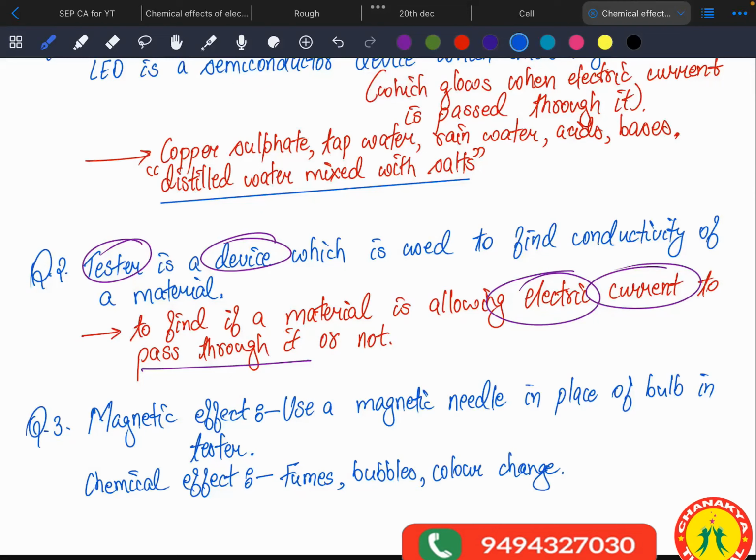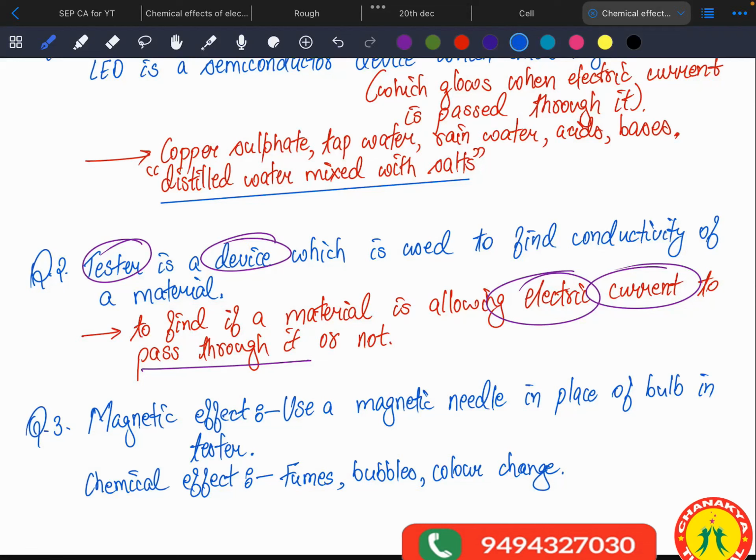So what is this new kind of material? Let's say you are passing electric current through a liquid and fumes are coming out. These fumes were not essentially there. When we pass the electric current, these fumes are produced. That means a chemical effect is taking place, a new kind of substance is forming. And if you see bubbles, the bubbles were not there, but when you pass electric current through it, the bubbles form. So they are telling us that the chemical effect is taking place.